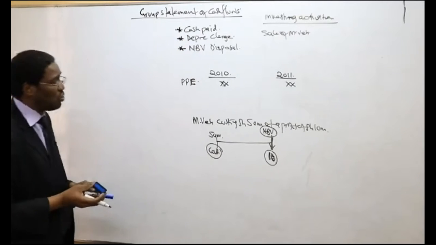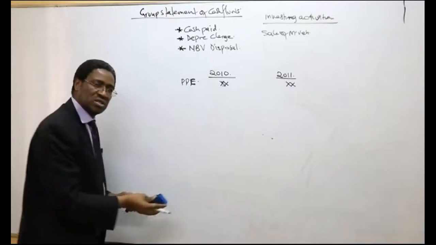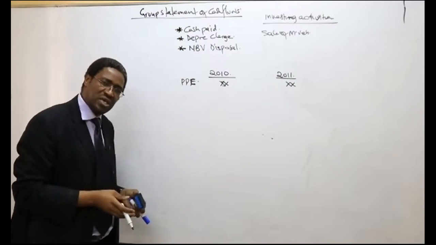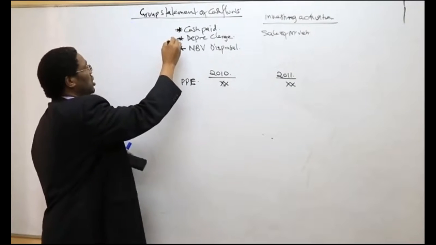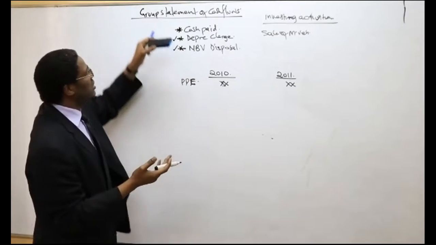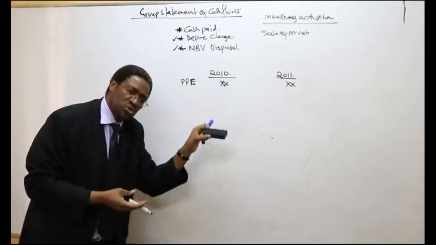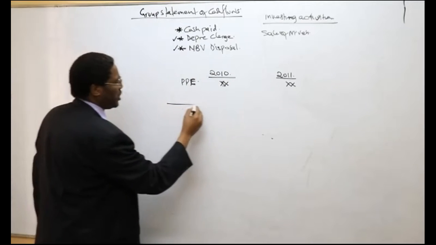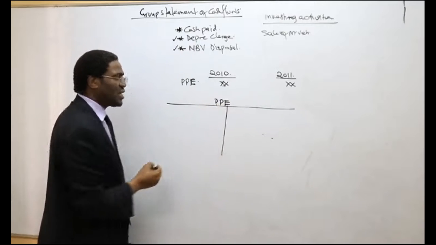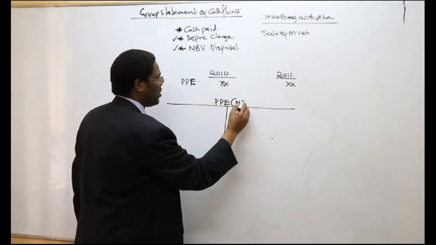Now, we go on. The other issue I want to mention is this. Some of your past papers may not give you one of them in the question. Maybe the examiner gives you the depreciation charge for the year, gives you the net book value of the asset disposed, and doesn't give you the cash paid to acquire new ones. So if you are not given one of these, what do you do? You will need to prepare the account of the property, plant, and equipment. But remember, you must maintain that account at its net book value.